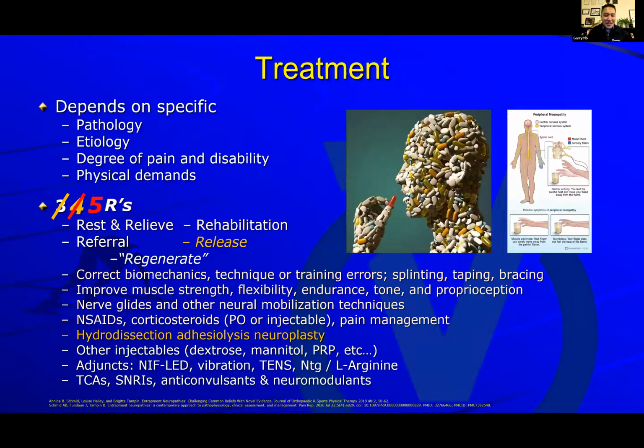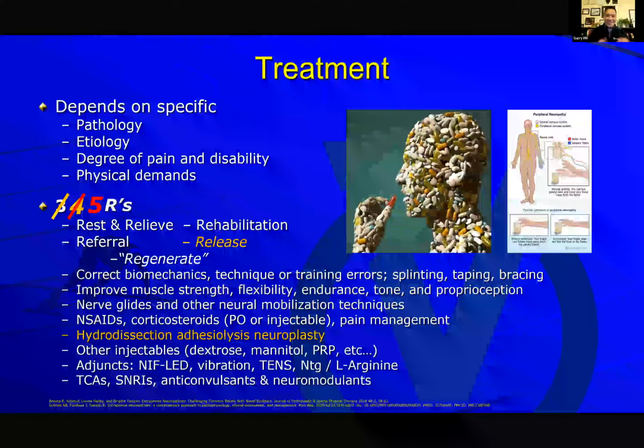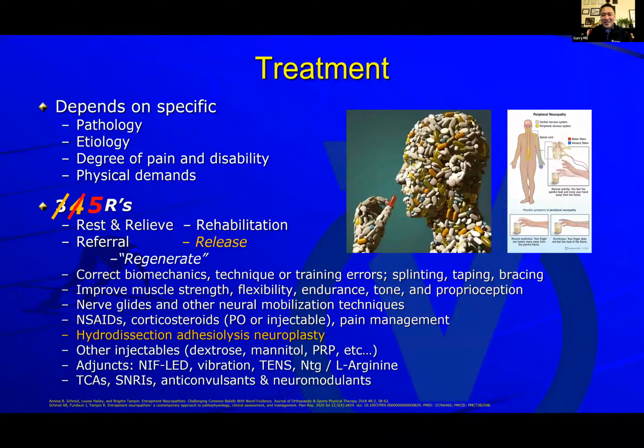And then when it comes to release, what we're talking about here is percutaneous hydrodissection adhesiolysis neuroplasty, which is the full name of that procedure. We often say hydrodissection for short, but if we're actually meaning to release the nerve from its entrapments and adhesions, then we're not just putting fluid in there, we're not just pulling apart tissue planes, we're actually doing that for the purpose of lysing adhesions and disentrapping, decompressing the nerve. And so that's what release stands for.